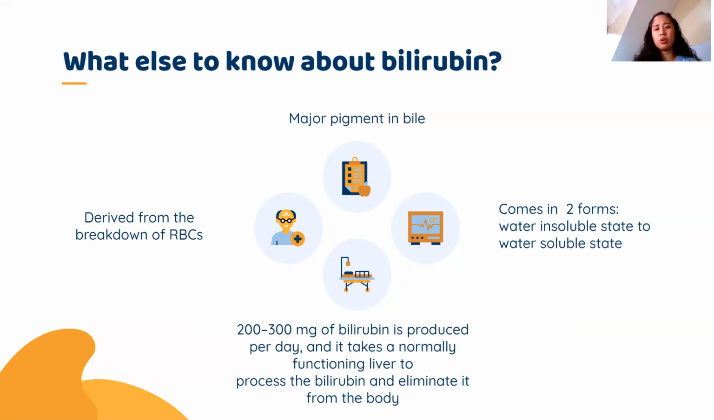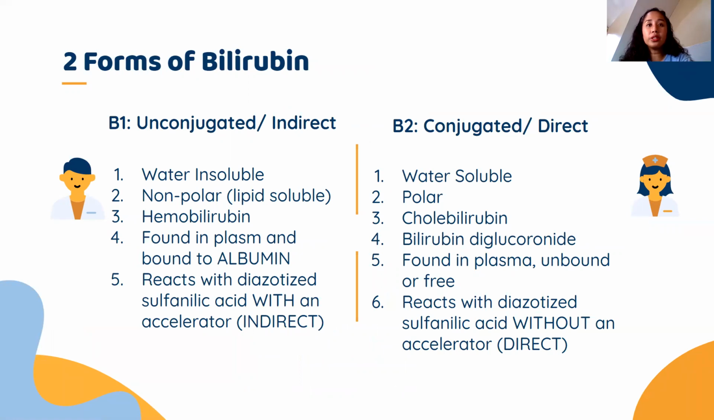So people, class, who have liver cirrhosis or severe liver diseases can turn yellow because your body cannot eliminate the bilirubin well. And it comes in two forms, the water-insoluble state, unconjugated, and the water-soluble state, conjugated. If you're going to differentiate your B1 and B2: unconjugated bilirubin is indirect. It's named indirect bilirubin because of the methodology. Conjugated is direct. Unconjugated is water insoluble, while conjugated, or B2, is water soluble. Unconjugated is non-polar, while conjugated is polar because it is water soluble.